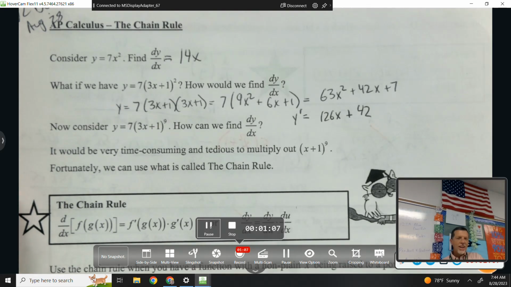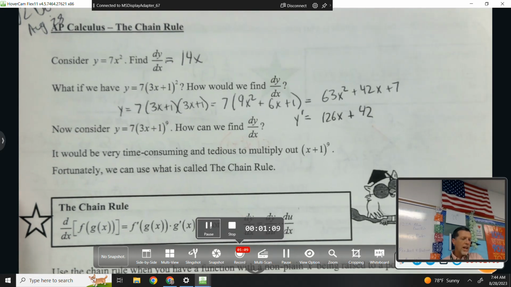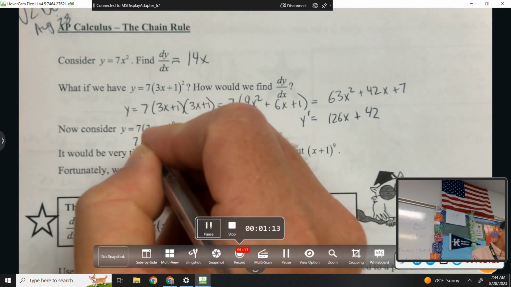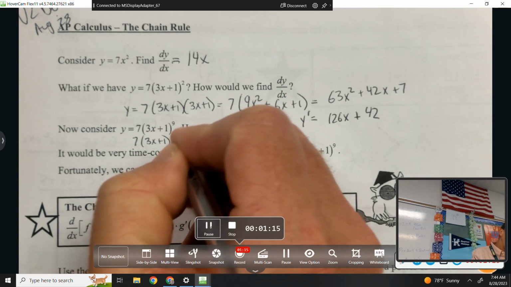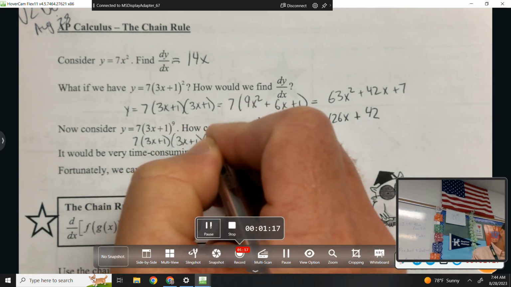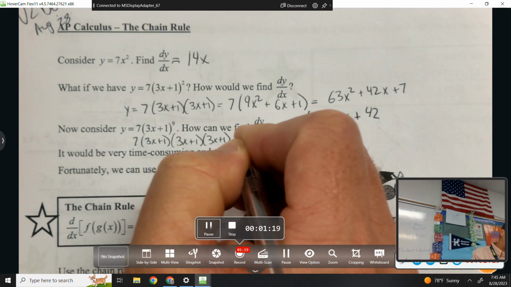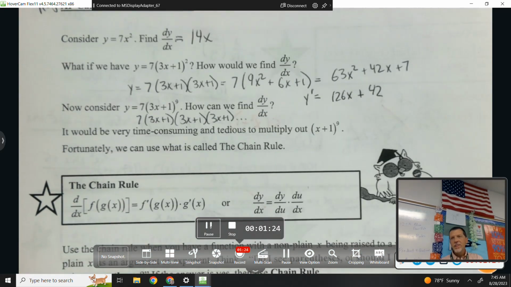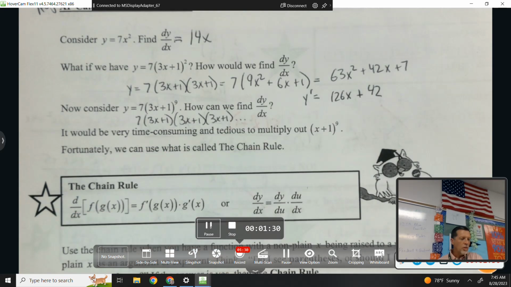On the other hand, what if we had 3x plus 1 to the 9th? I mean, nobody really wants to do this, right? You're thinking, Mr. Wolf's not really going to do this, is he? Surely not. It would take forever. I mean, you have the skills to do it. It's just time-consuming and tedious to multiply it all out.